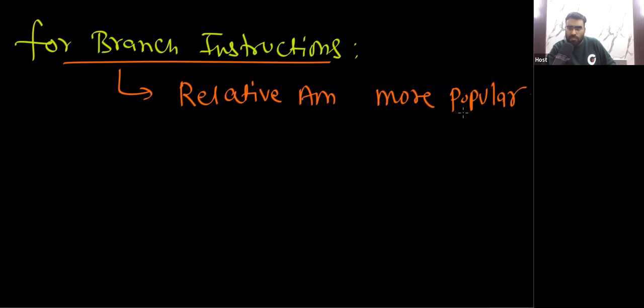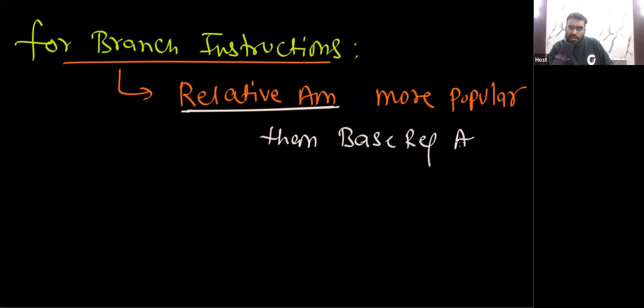So remember, if someone asks you which is more popular for branch instructions, if you have jump instructions, then for these instructions I can say relative addressing mode is more popular. So you can see relative addressing mode is more popular than base register addressing mode.